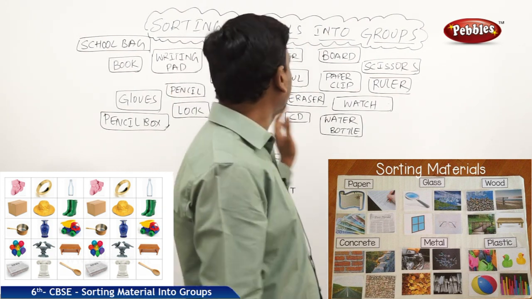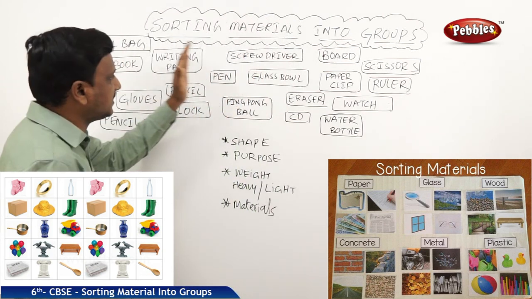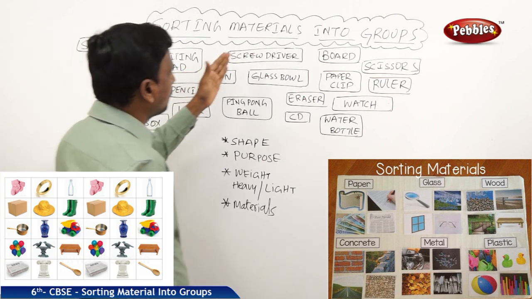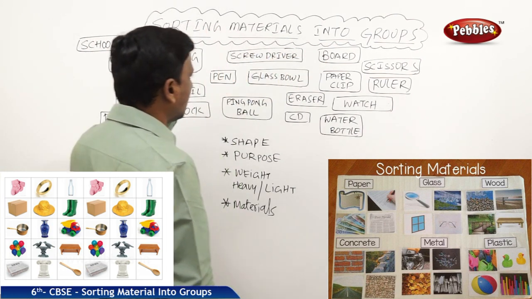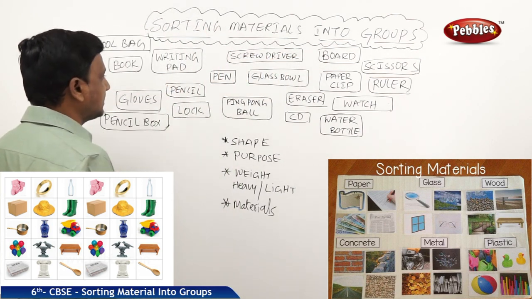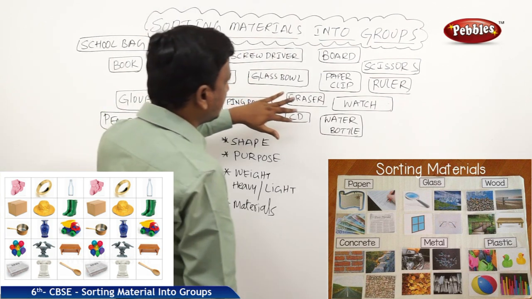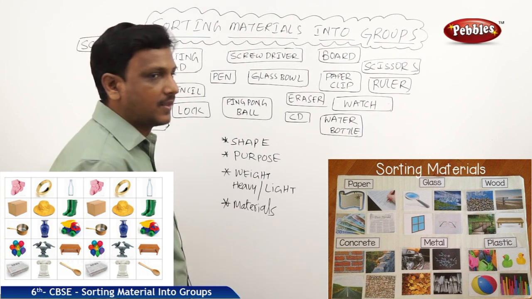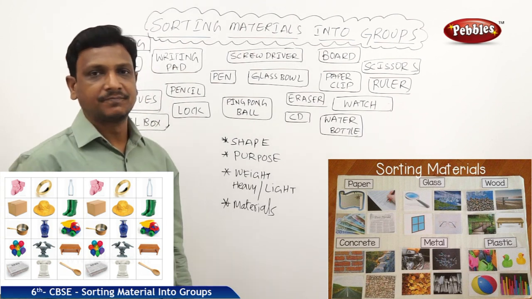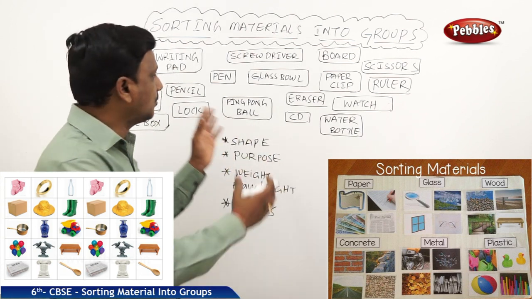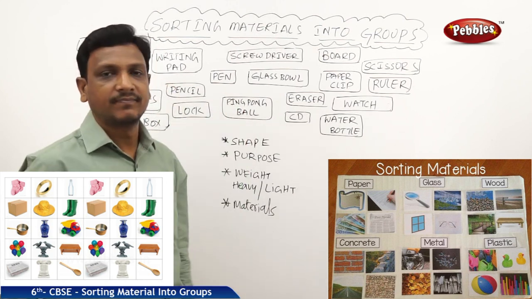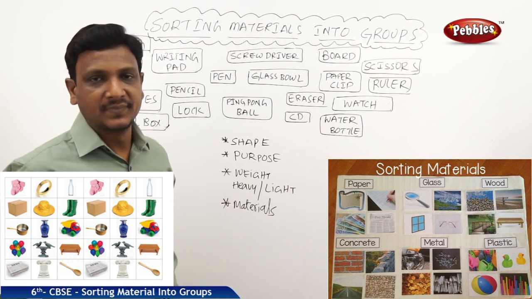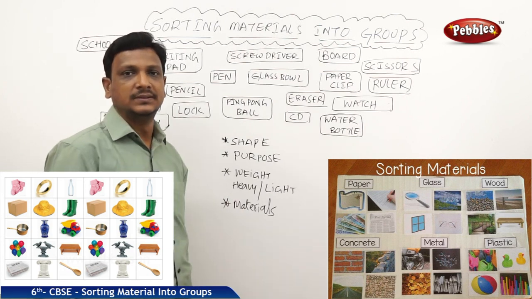So here, let us see, we have written so many items on the board. A school bag, book, writing pad, pen, screwdriver, board, scissors, glass bowl, paper clip, ruler, pencil, ping pong ball, eraser, CD, watch, water bottle, pencil box and gloves. So all these are different items. Somebody asked you to group these things. These are the things given to you and you are asked to group them. How are you going to group?